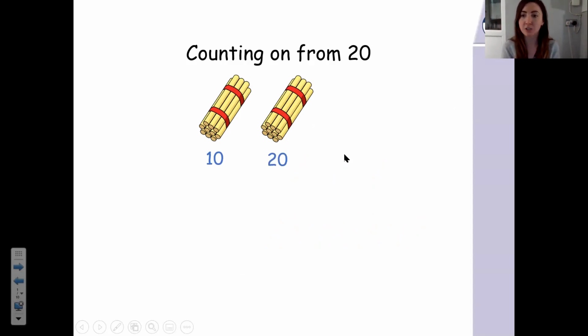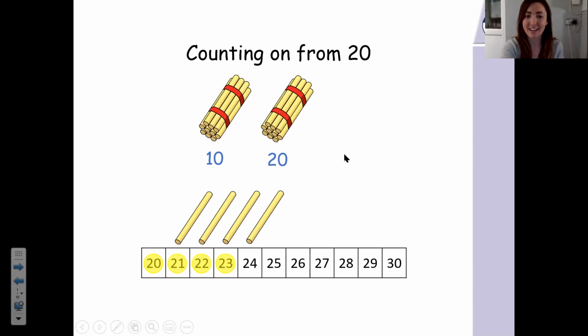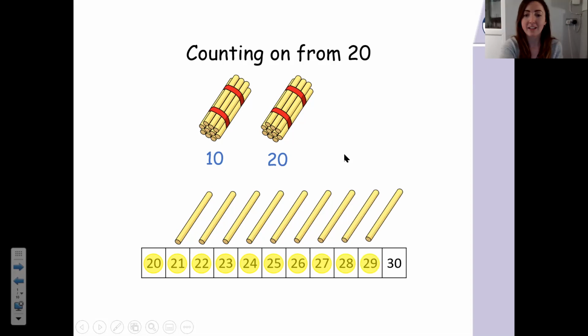And we know from practicing in school, and we know from practicing in our times tables lessons, that we know how to count in tens all the way up to 100. So today is going to be a bit of using those skills, reminding ourselves of those skills, and a bit of counting on practice too. So we know that 2 tens is 20. Now, if we want to count on from 20, let's use this number track here. Count along with me. So starting with 20, 21, 22, 23, 24, 25, 26, 27, 28, 29, 30.